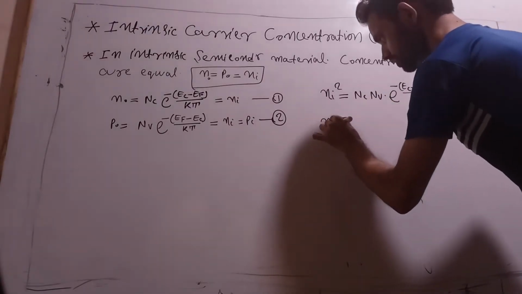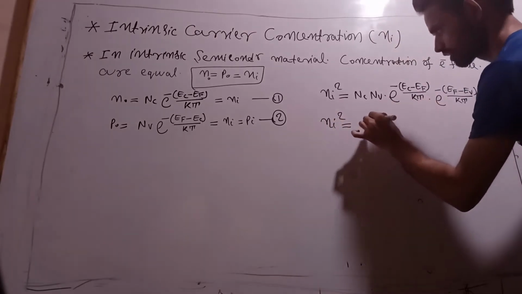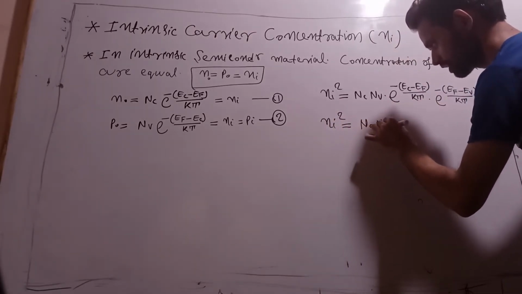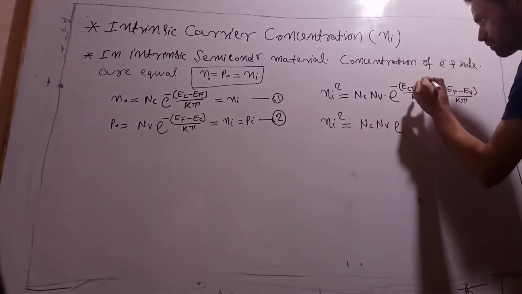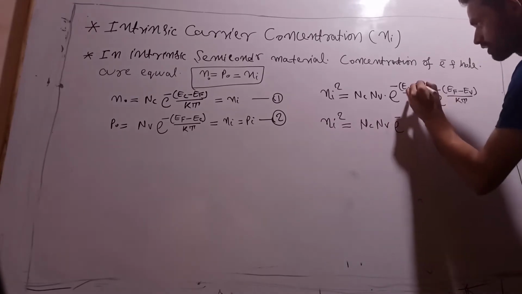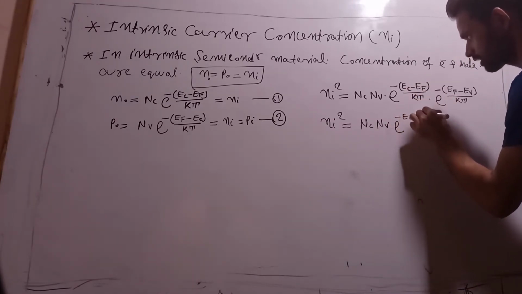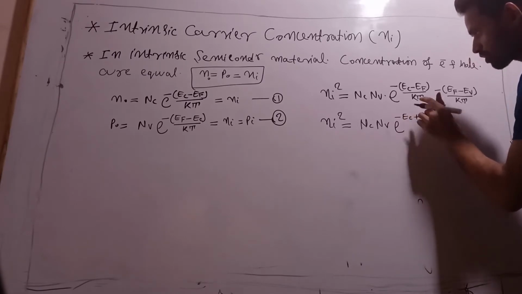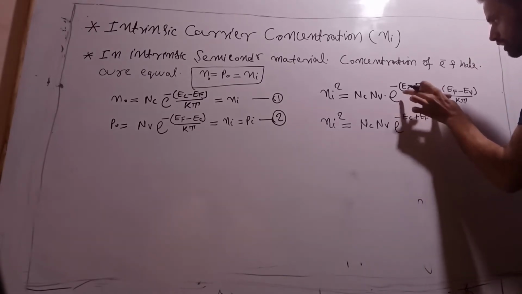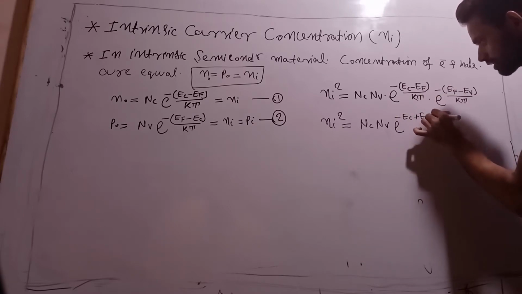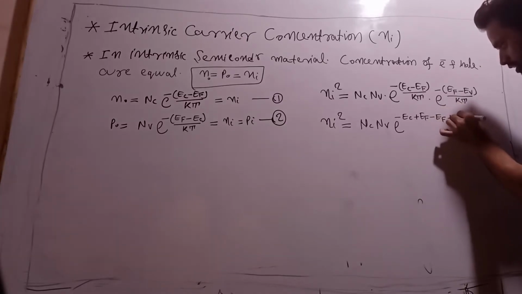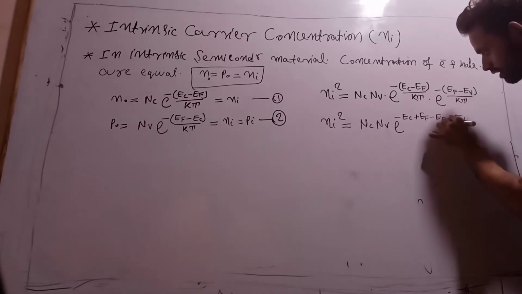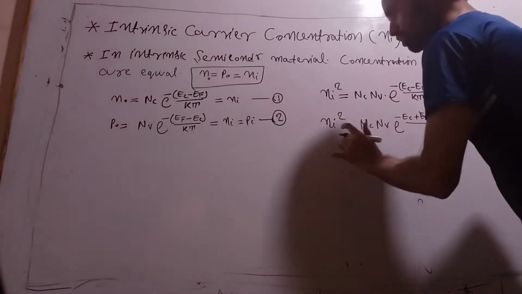Now let us simplify this. Nc Nv e to the power, after simplifying, minus Ec plus Ef, because the bases are equal. When bases are equal, the powers get added. So minus Ef plus Ev, all divided by kT. Ef gets cancelled.